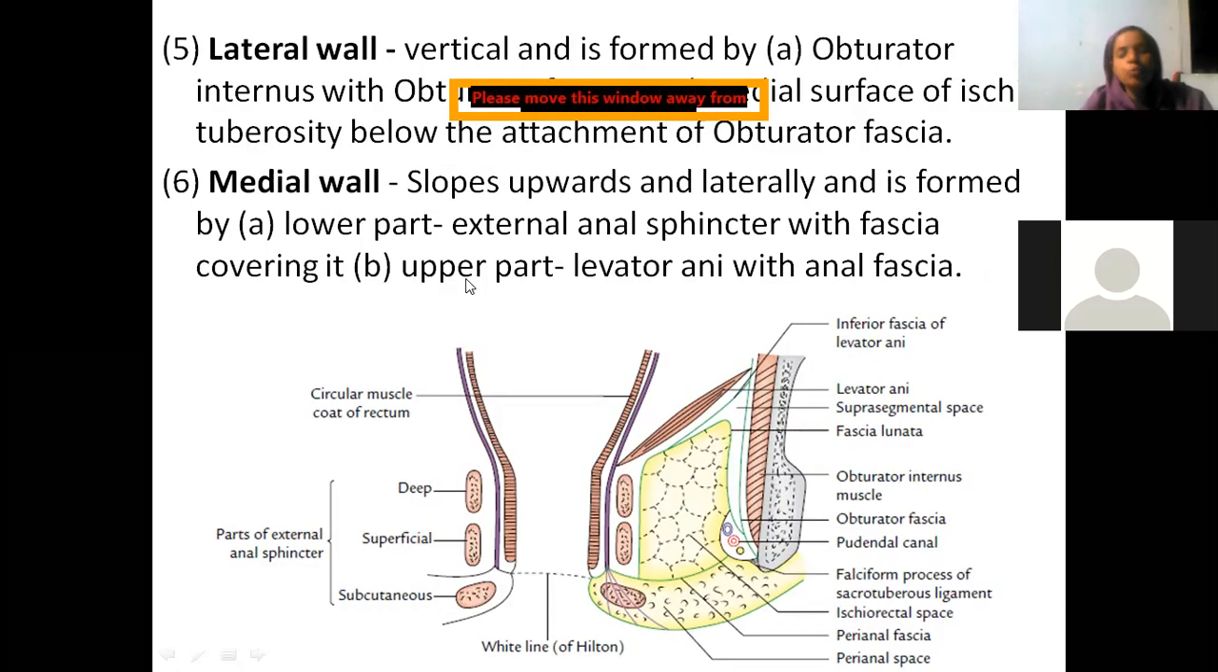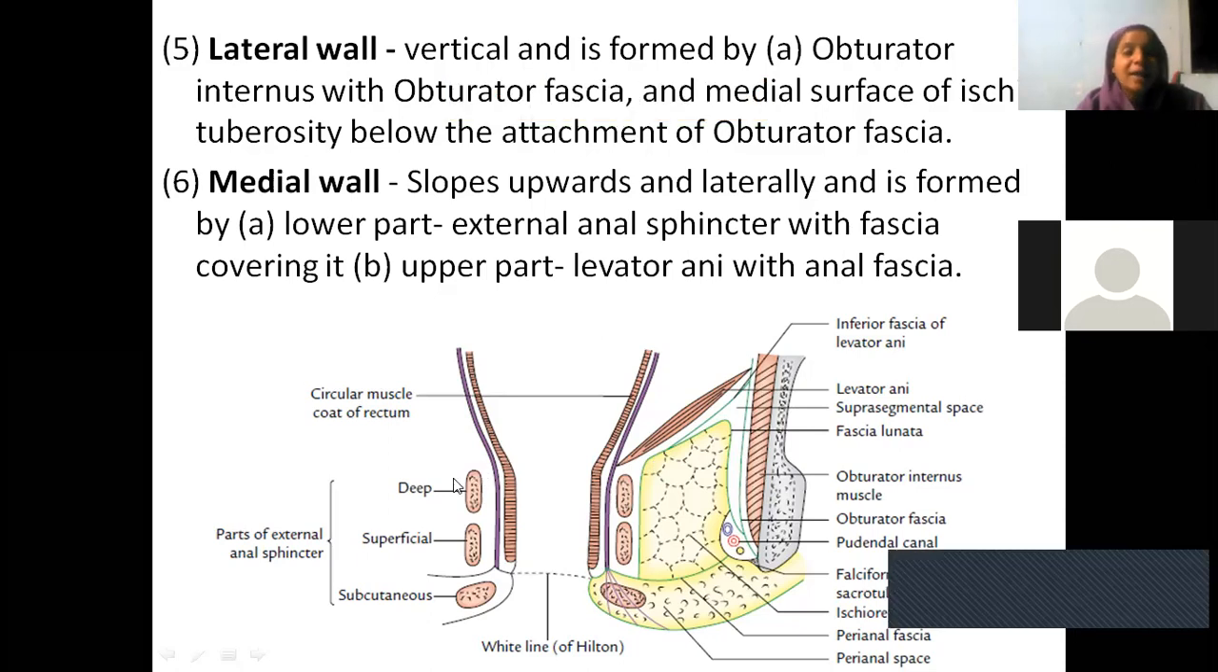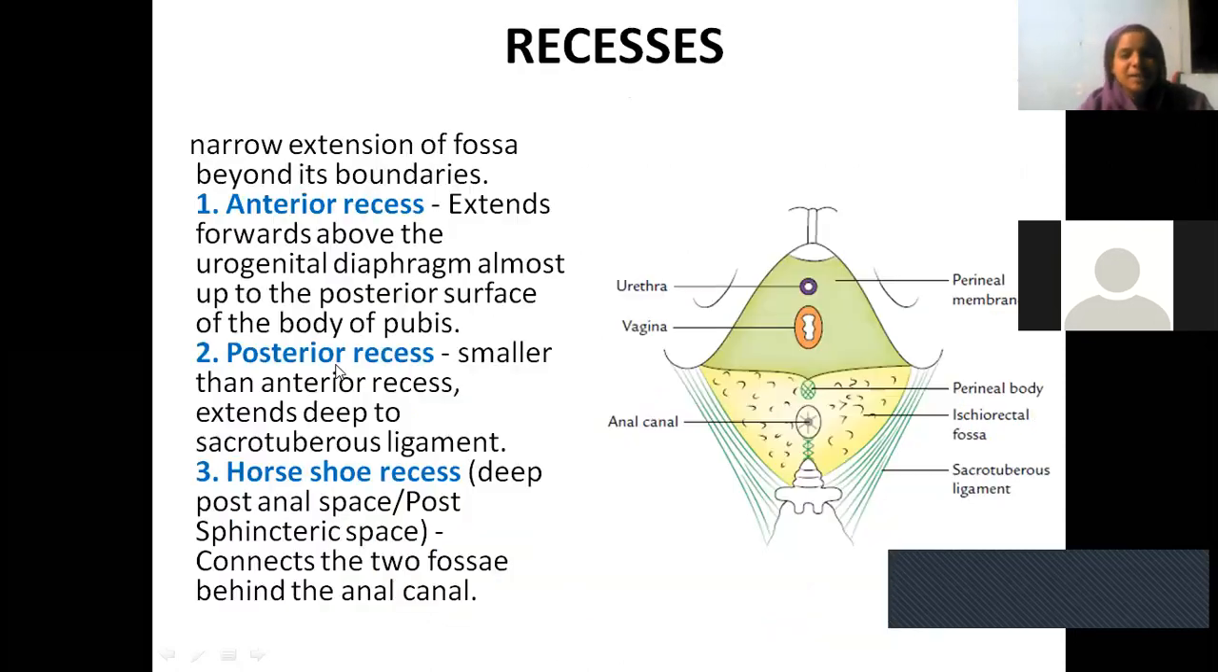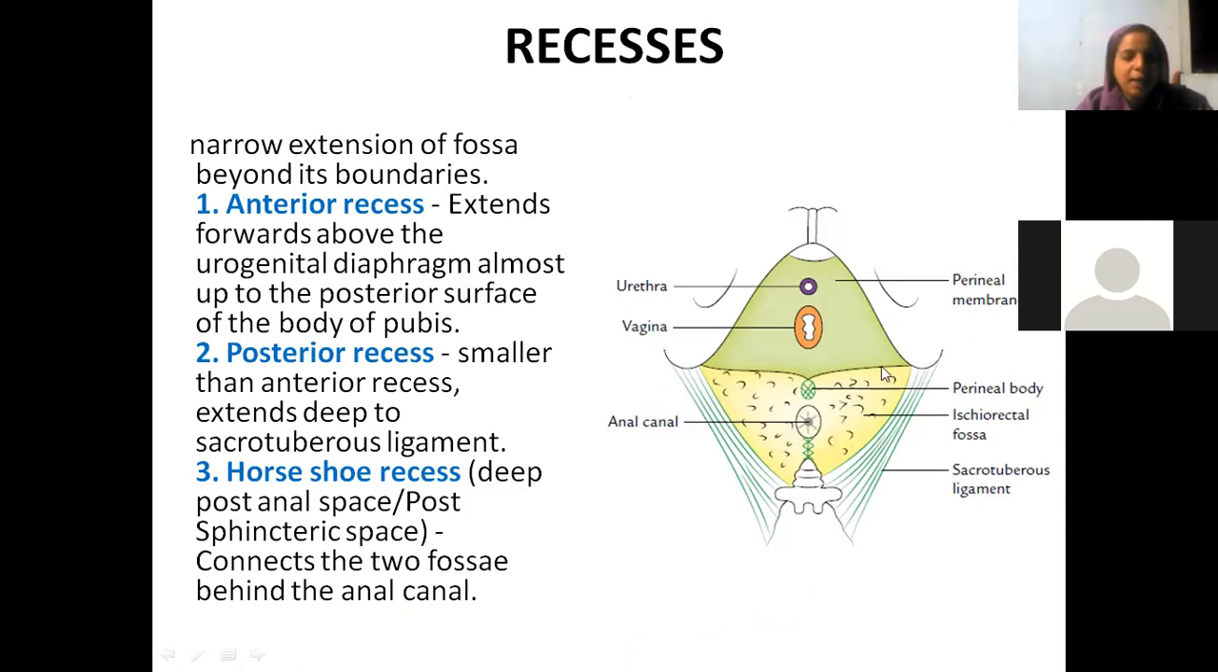Okay, now once you do the boundaries of the fossa, then we will see the recesses. What do you mean by recess? Recess means this fossa's extensions are called recesses. If it is extending anteriorly, you call it the anterior recess. If it is extending posteriorly, you call it the posterior recess. If they connect right and left from behind, around the anal canal, you call it the horseshoe recess. Just name them, don't give the description.